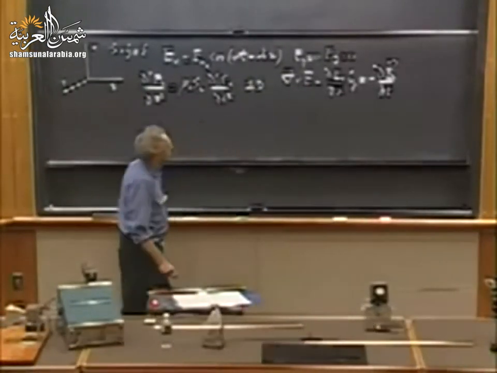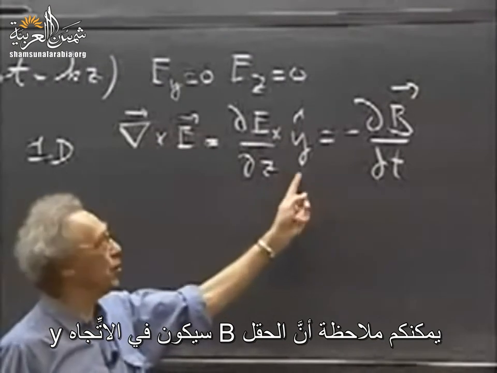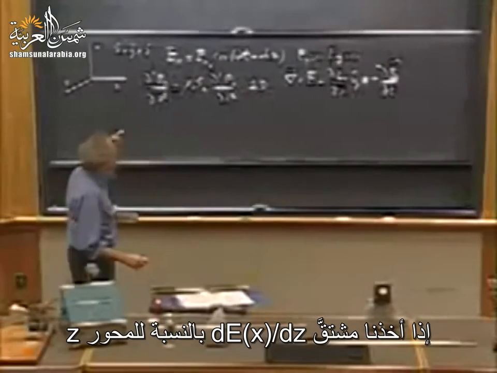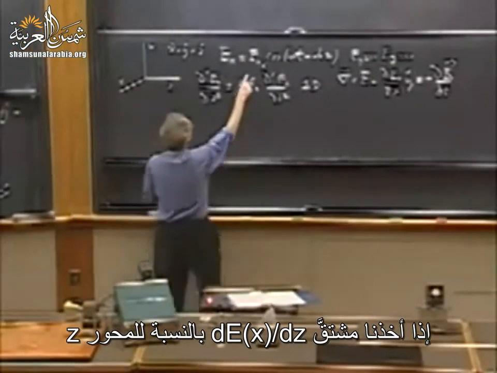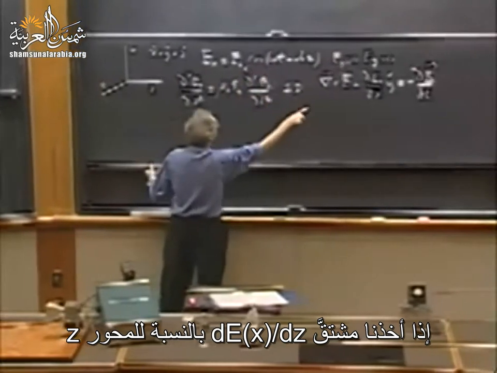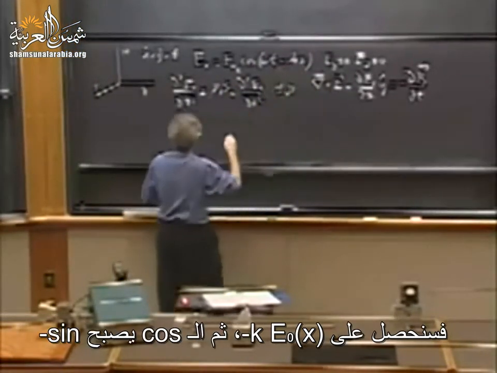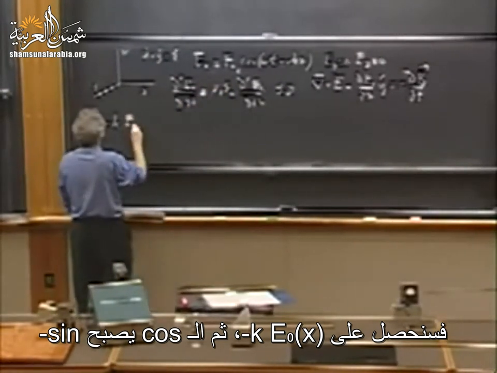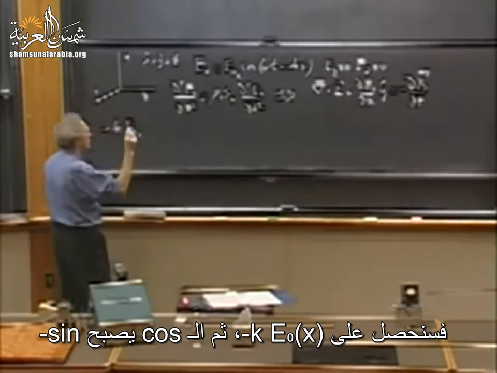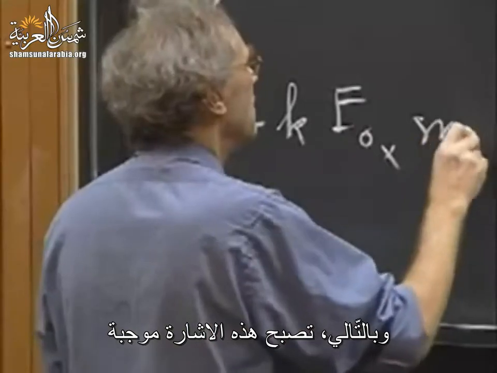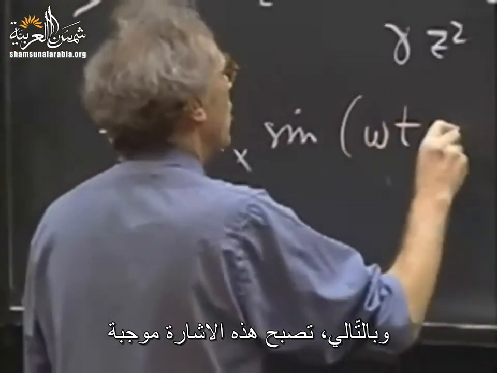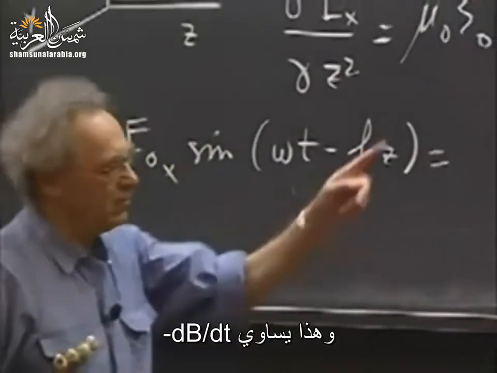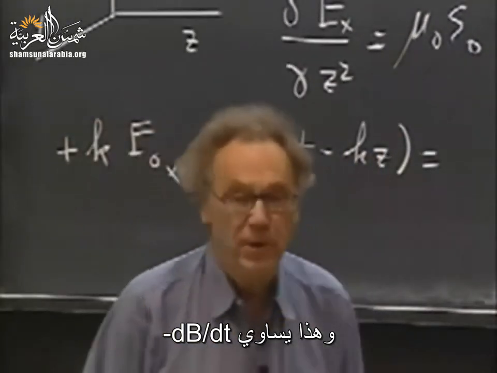Well, for one thing, you can already see that the B field is going to be in the y direction. If we take the Ex, and we take the derivative against z, we get a minus k, then you get the E0x, and then the cosine becomes minus sine, so this becomes a plus, times the sine of omega t minus kz. And that now equals minus dB dt.